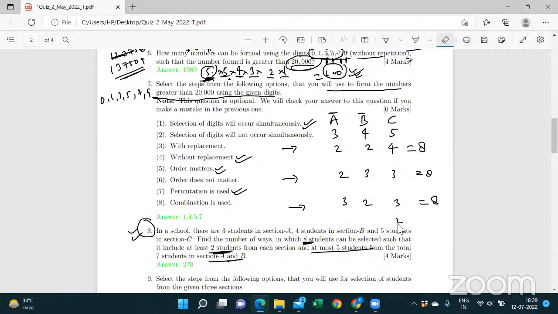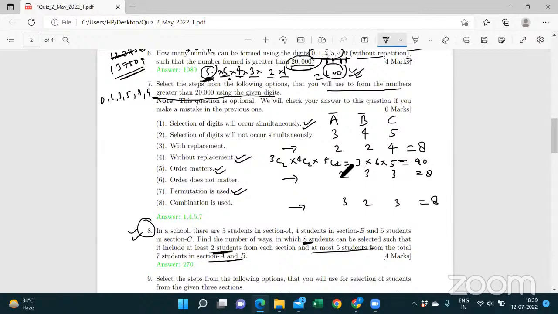Now, what will be the answer? The answer will be, for 2, 2, 4, I can do 3C2 into 4C2 into 5C4, plus 3C2 into 4C3 into 5C3, and so on. 4C2 is 6, into 5. Right? Okay, it will be 90. Yeah, 90. Right?